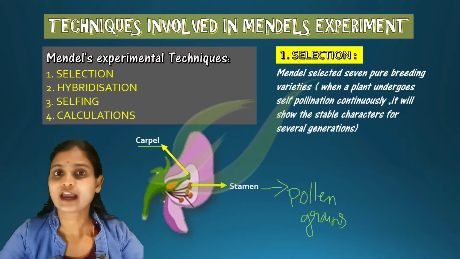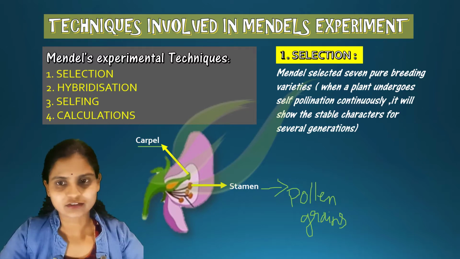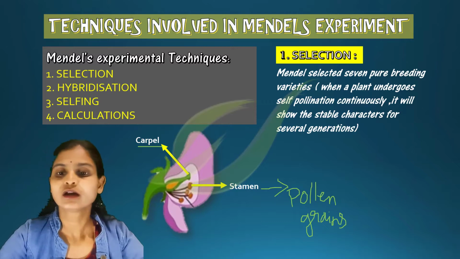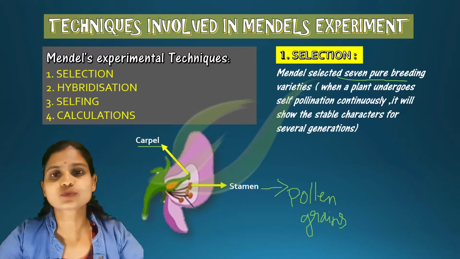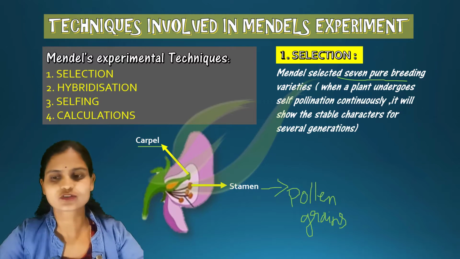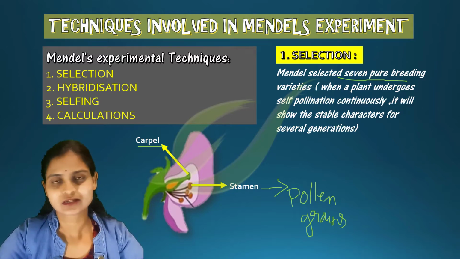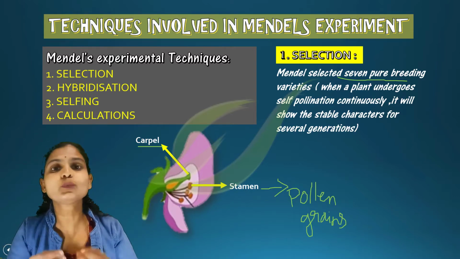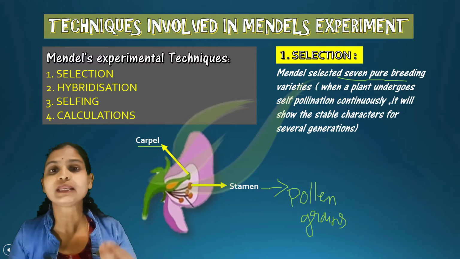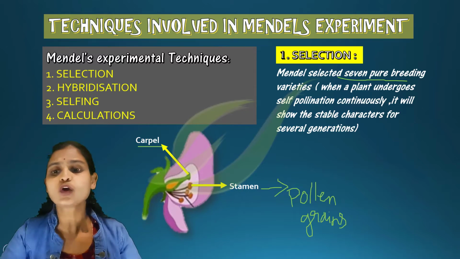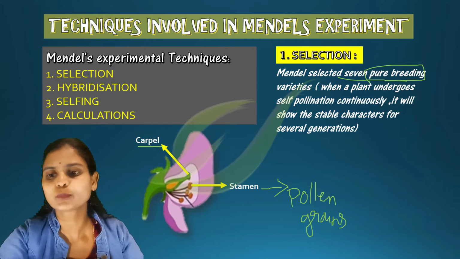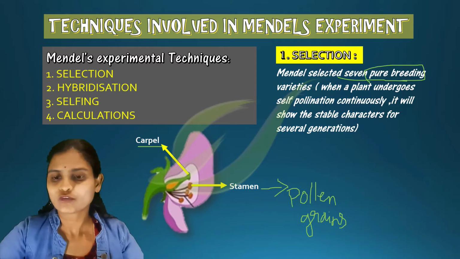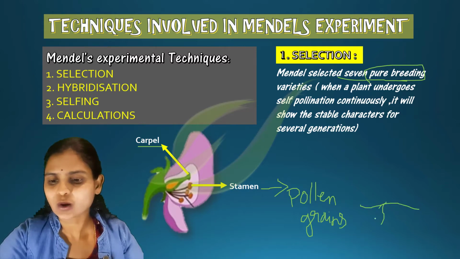Now, as we have come across, Mendel selected 7 contrasting characters, and that is what we are studying here. These 7 pairs of characters were pure breeding plants. Whatever Mendel selected, all were true breeding or pure breeding plants. The meaning of pure breeding: for example, imagine this is a pea plant.